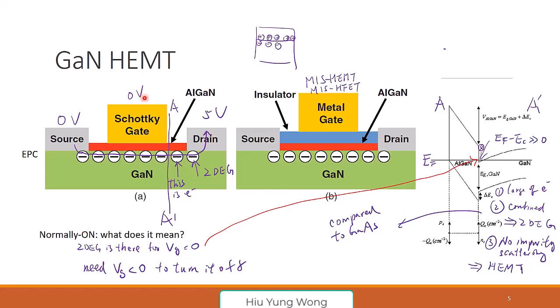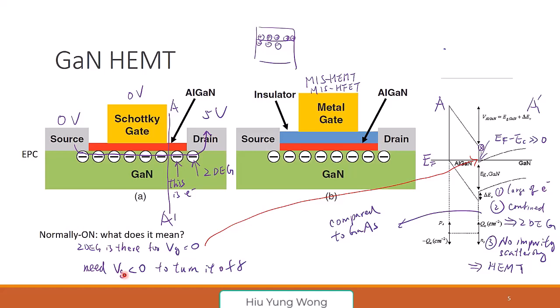But now, in order to make it off, I need to make it, for example, negative 5 volt. If my control chip fails, it might not stay at negative 5 volt. It can go to 0 volt. Then that would be a problem. Okay, that is something you will need to handle if you're doing power electronics. Okay, any questions?